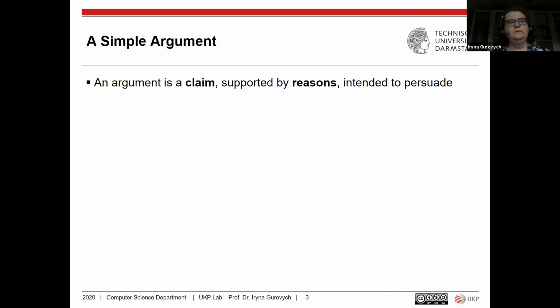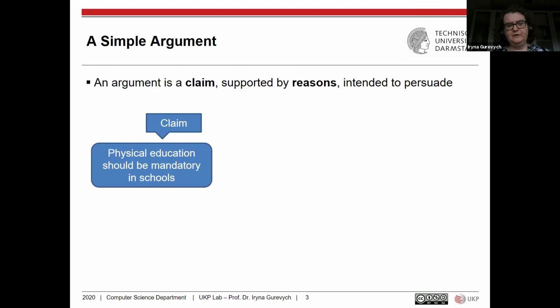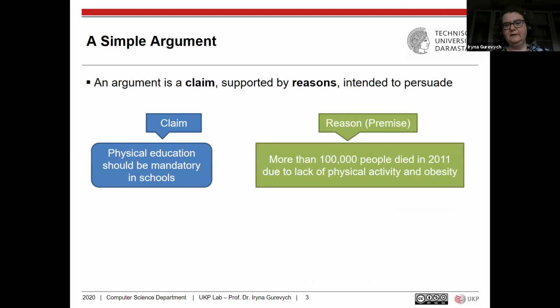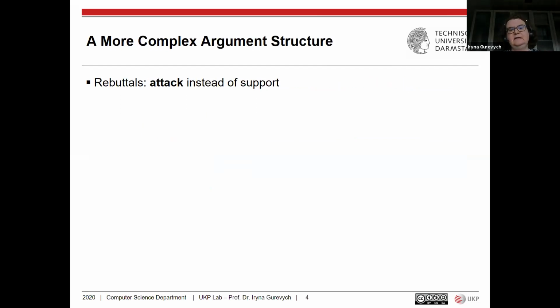Now let us have a look at a simple argument. An argument is a claim, for example, physical education should be mandatory in schools, supported by reasons. For example, more than 100,000 people died in 2011 due to lack of physical activity and obesity. And there is a support relation between these two statements, and taken together, they are supposed to persuade the audience that the claim is correct. Of course, in reality, the argumentation structures are more complex.